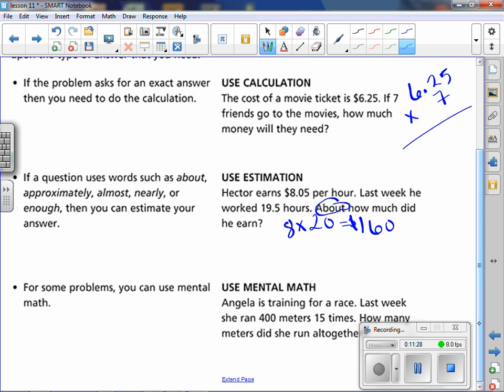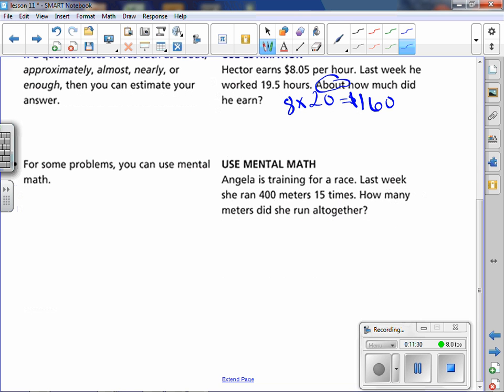And then mental math, right, is just meaning go ahead and mentally figure out what would it be. Okay, so 400 times 15, it's like 15 times 4, which is 100. So 60 times 100, so about 6,000 meters. So that was just some mental math.